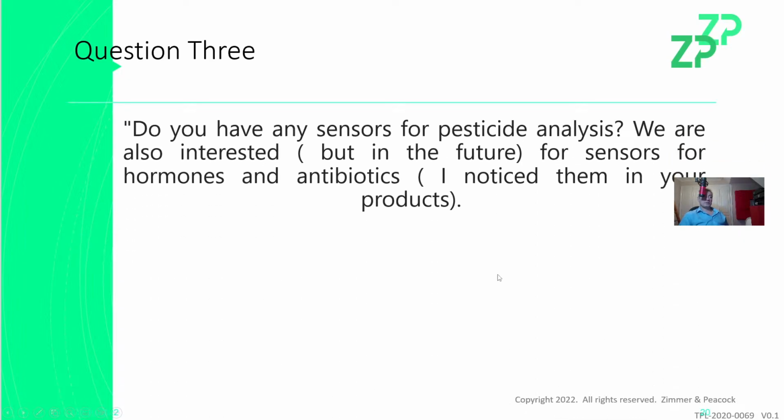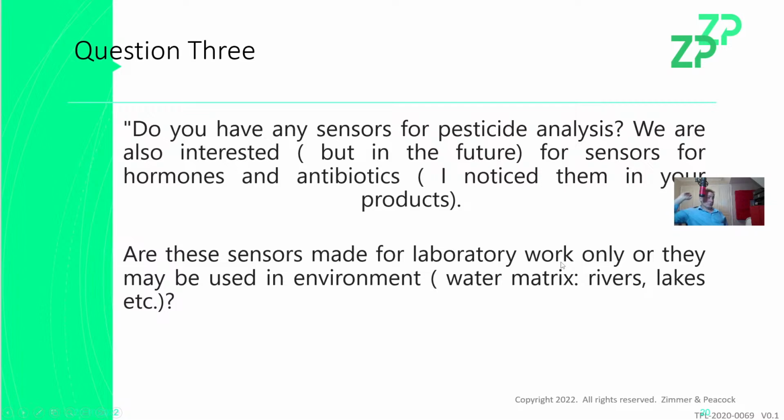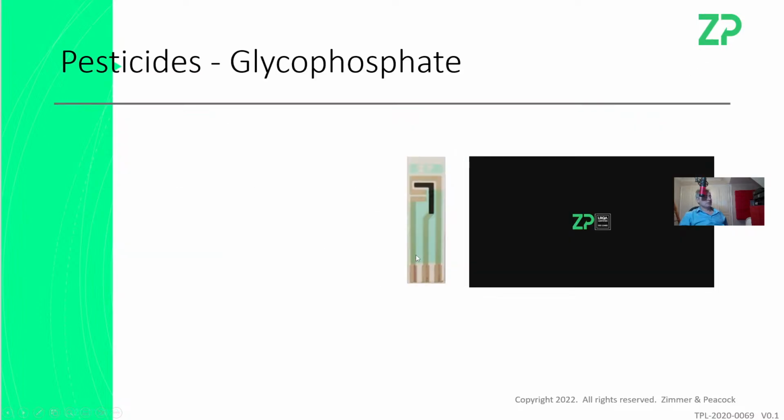Question number 3, I'll go quite quickly. Do you have any sensors for pesticide analysis? I think this is really quite an interesting question. We did used to get a lot of these kind of questions from all around the world, but they also stretch on to say about hormones and antibiotics, so I will jump into it now. And are they for laboratory use, or can they be used in the environment? So they absolutely can be used in the environment, but let me jump first of all into the first part.